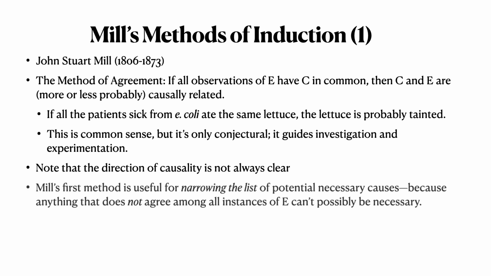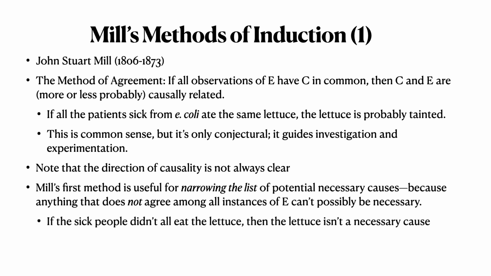So what's this good for? Well, Mill's first method is really useful when we're trying to narrow down the list of things that could possibly be necessary causes. Because anything that doesn't agree among all the instances of E can't possibly be a necessary cause. In other words, if it were possible to have combustion without oxygen, then oxygen wouldn't be a necessary cause of combustion, right? So the agreement that we're looking for here is really useful for trying to narrow down our list of potentially necessary causes. If you don't find it in all the places, then you haven't got a necessary cause.